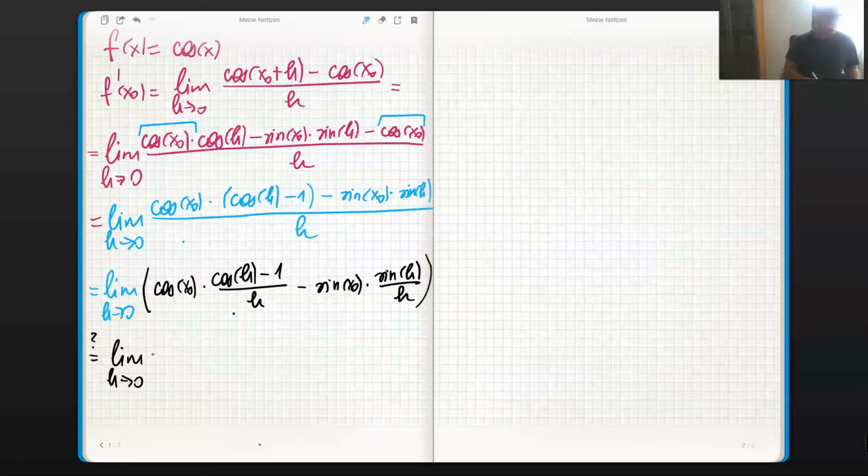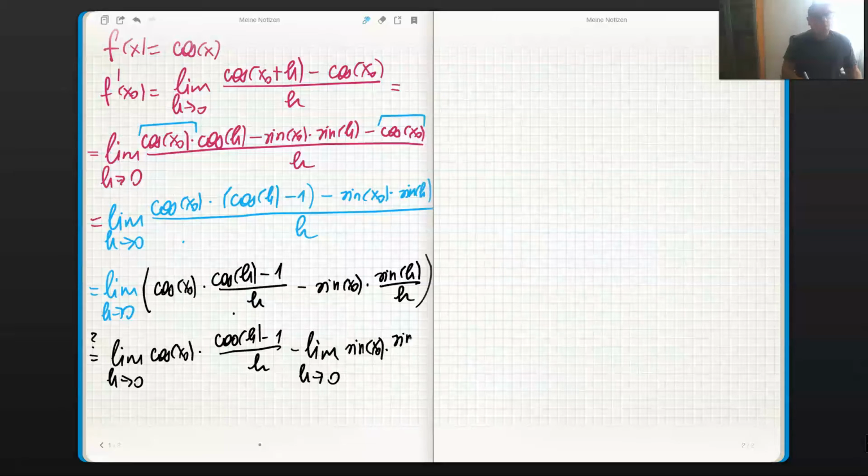So we have a limit h towards 0 of the cosine of x0 times the cosine of h minus 1 divided over h. That's the first one. And then also minus the limit h towards 0 of sine of x0 times sine of h divided over h. And now, as you can see, I can actually immediately erase the question mark, because this is a constant that we can take outside of the limit. It's not dependent on h. This constant is not dependent on h either, so we are taking cosine of x0 outside of the limit.